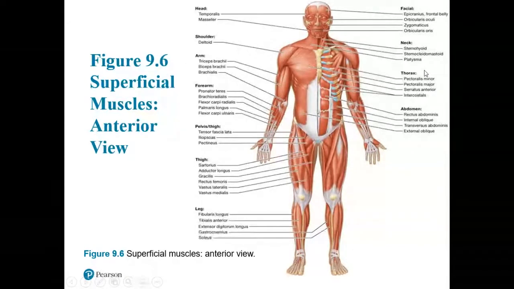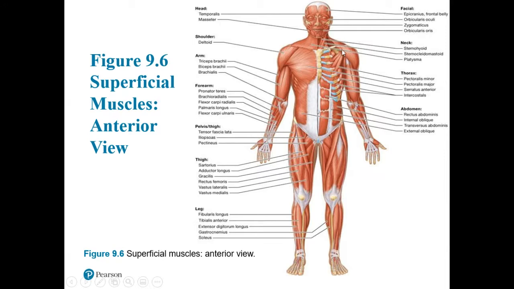Okay, now talk about the neck. Let's move on to this side and talk about the thorax. The thorax, otherwise known as the chest, the thoracic cavity. We have pectoralis minor, pectoralis major, serratus anterior, and intercostals. These two have already been talked about, the pectoralis major. That one I've already discussed.